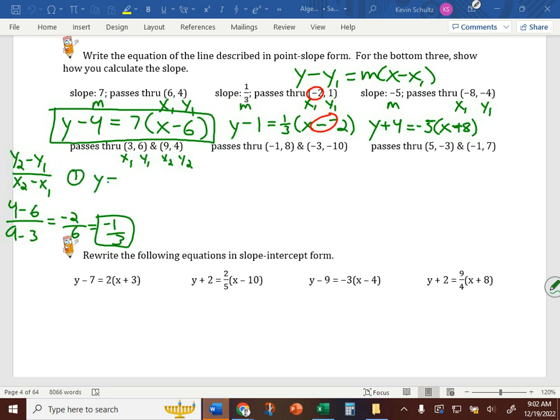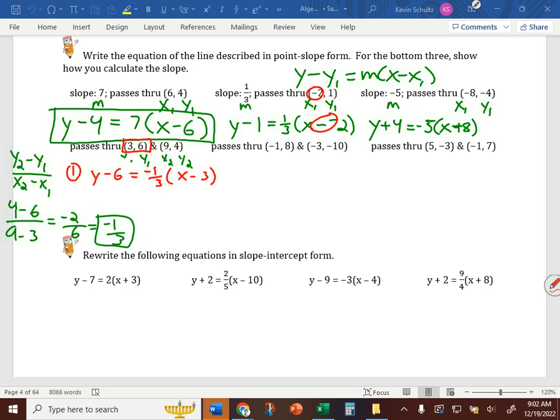You could, if you use the first ordered pair, let me do this in different colors so we can keep track of the notes here. If you're using 3, 6, your equation is going to be y minus 6 equals your slope that you found, -1/3, times x minus 3. Right? They're positive in the ordered pairs, so the subtraction signs in the formula make them appear negative.